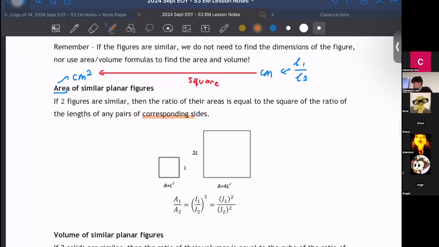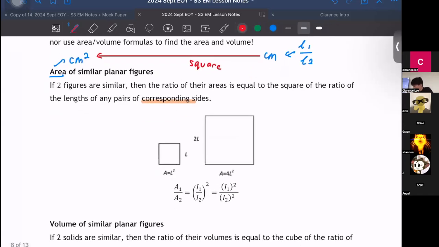So naturally, when you want to go from length to area, you square. When you want to go from length to volume, you cube. The reasoning is the same because volume is in cm cubed. So you look at the units, and you remember what you must do. Either you square or you cube.